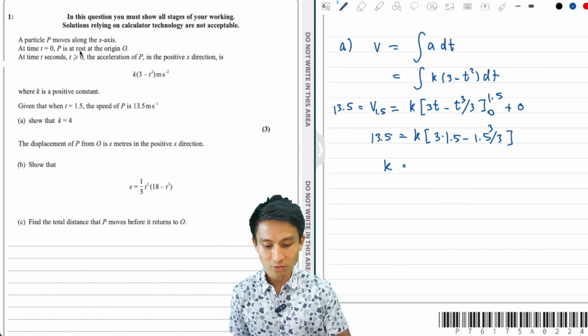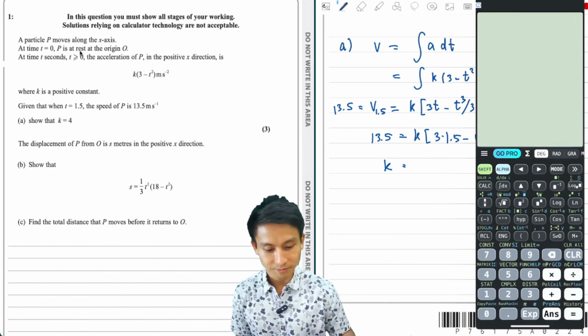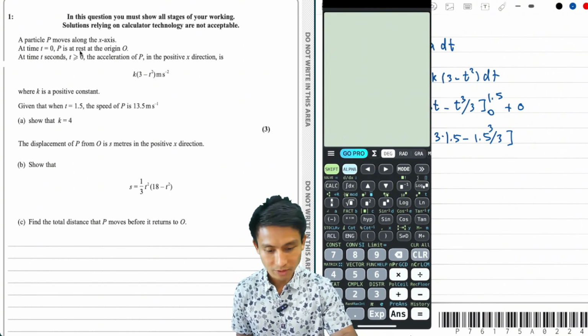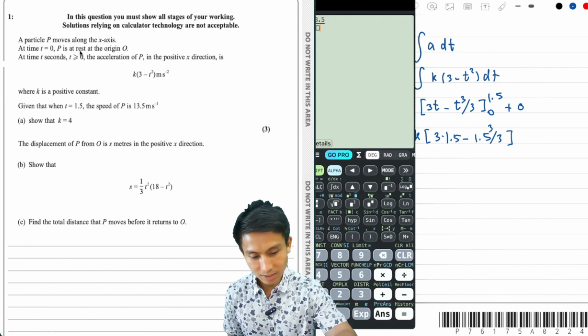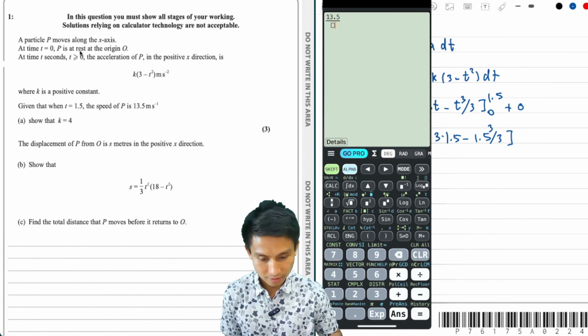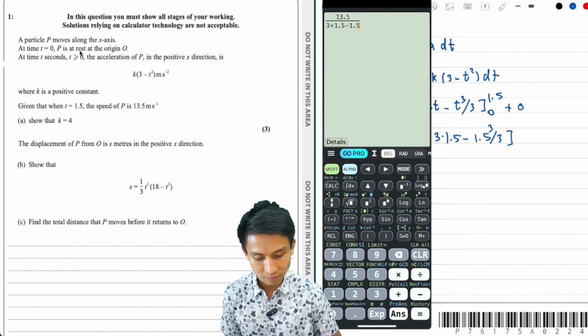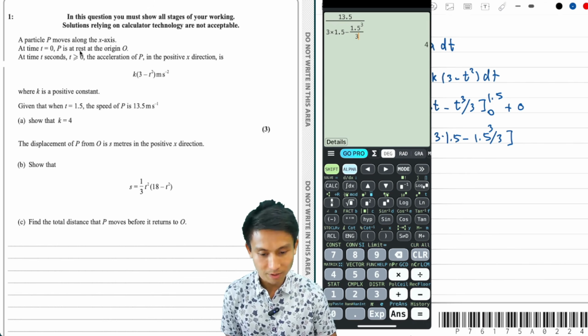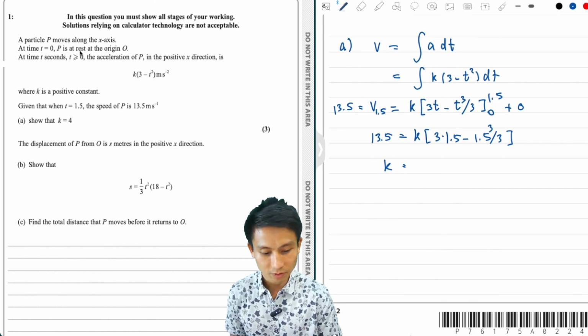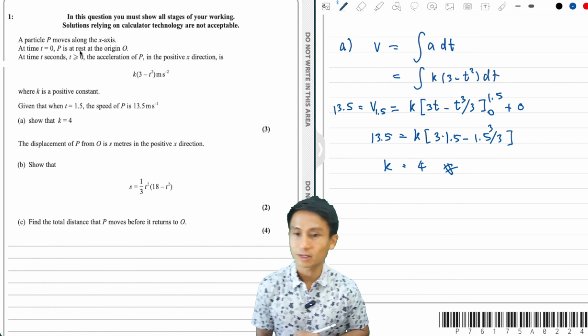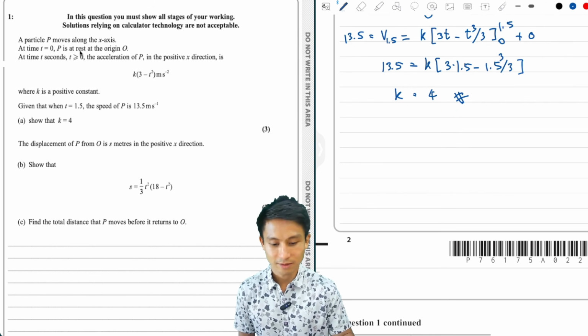So k is equal to, if you solve the equation there, 13.5 divided by 3 times 1.5 minus 1.5 cubed, and then that divided by 3. So k equals 4 there, as required. Just solving that. Okay, part A done.